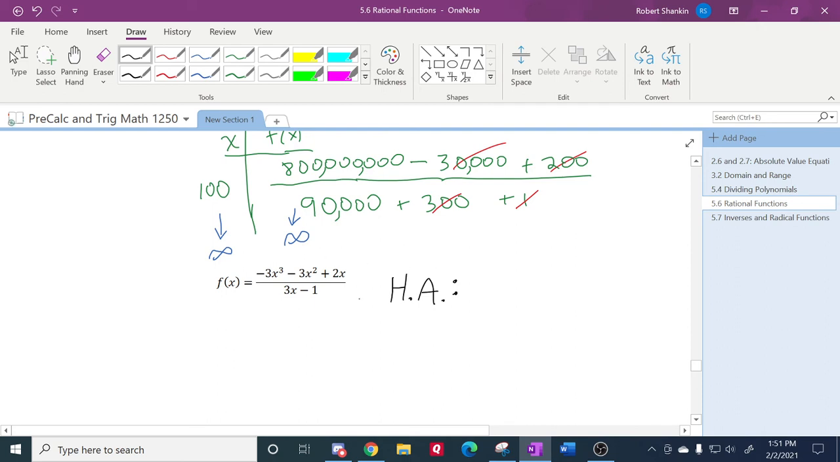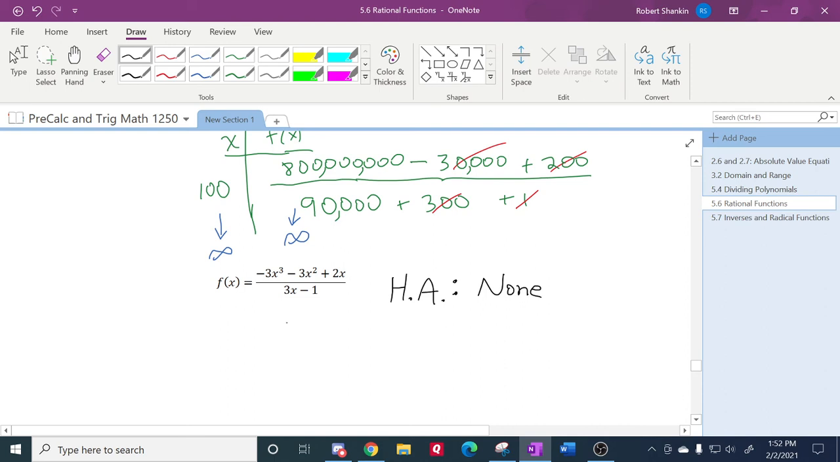Any ideas? Horizontal asymptote for this? Did you say group 1? Yes. We got some feedback. Let me just see real quick. There will be no horizontal asymptote. No, that's right. There will be no horizontal asymptote for this.